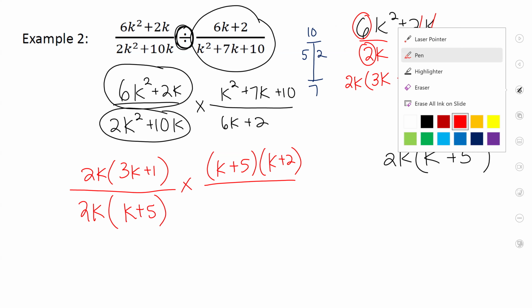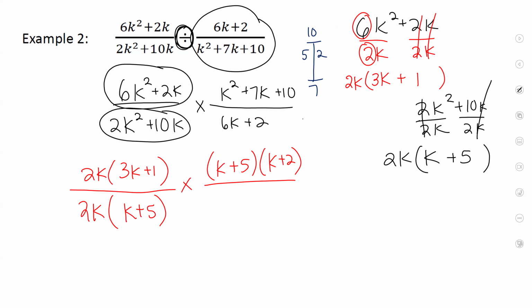Okay, last one, down here in the denominator. I'll show my work right here. What can these both be divided by? 2. So 2 will be on the outside. Let's see what's left over. 6 divided by 2 is 3. And 2 divided by 2 is 1. So I'll write that right here. 2 on the outside, 3k plus 1.